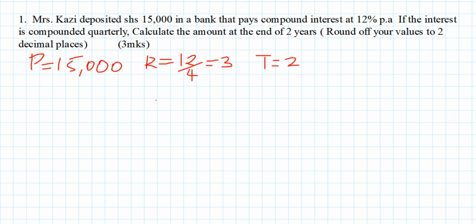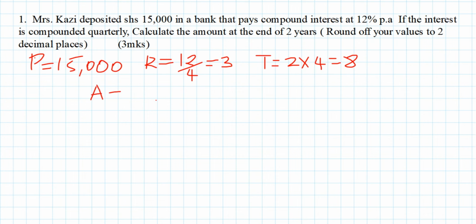And then for the time, we know that still every year has got 4 quarters. And now we want to know the interest after 2 years. And this means now, if every year has got 4 quarters, we multiply the 2 by 4 so that we see that the period of time that we shall be compounding the interest is going to be equivalent to 8.